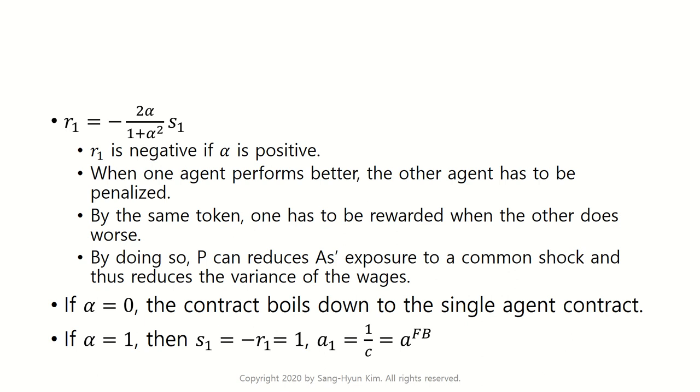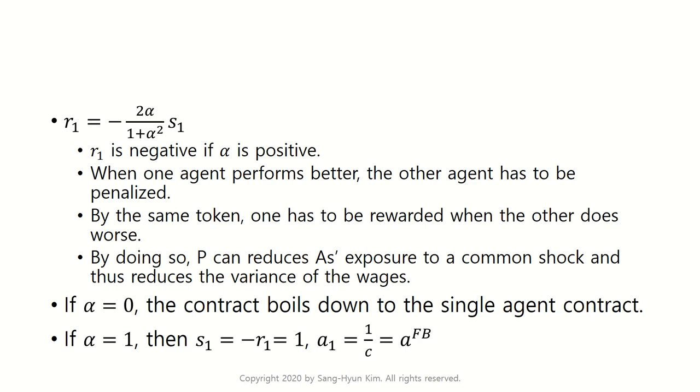So if there is positive correlation between the performance measures, then R1 must be negative. That's what we expected, right? What that means is when one agent performs well, then the other agent has to be penalized. Okay, so if my friend does really well, then I will be penalized. That's basically the idea of relative performance evaluation.